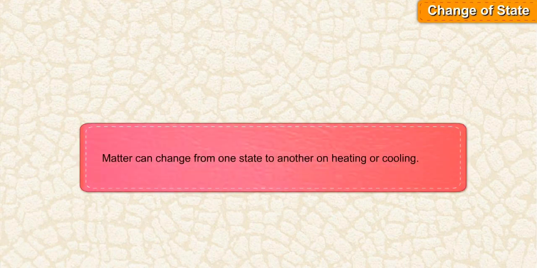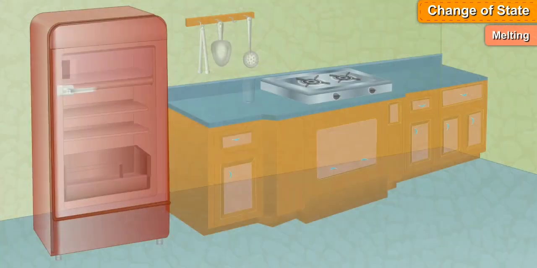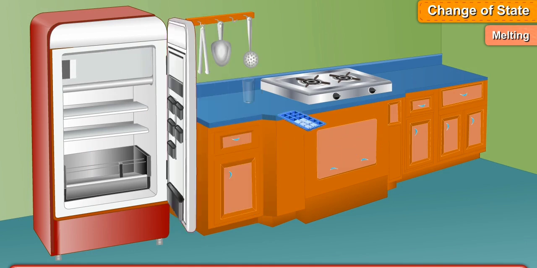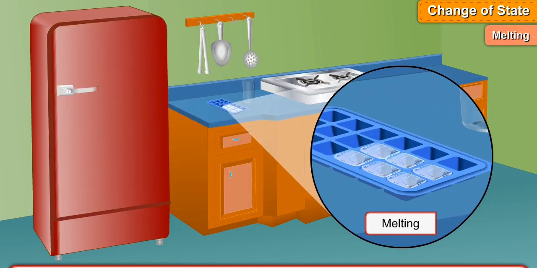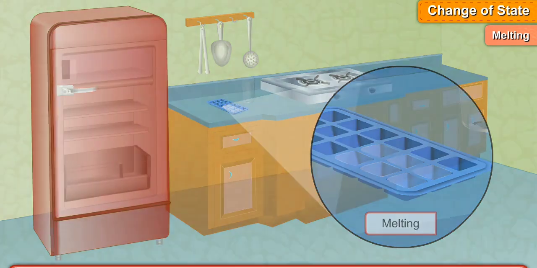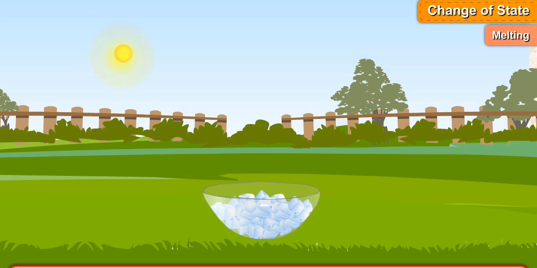Change of state. Matter can change from one state to another on heating or cooling. Melting. When ice is kept out of a refrigerator, it melts into water. The process of changing a solid into a liquid on heating is called melting. When ice is kept in a warm place, the molecules of ice start vibrating faster and become free from the rigid form. They become loosely packed to form water.